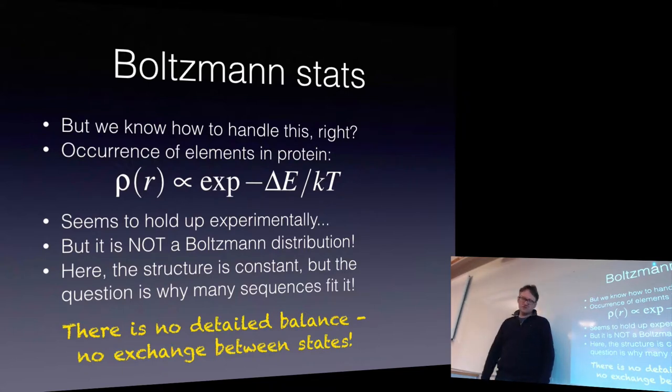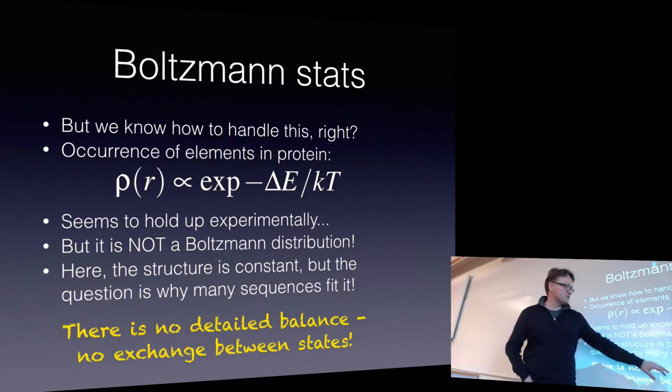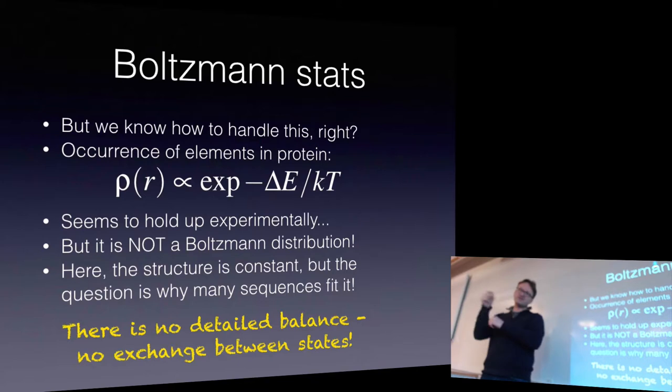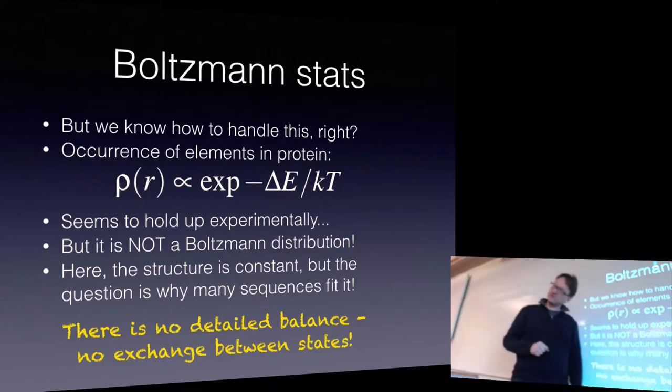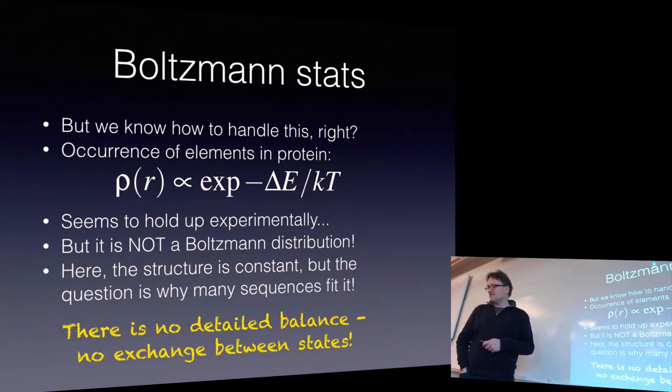So the problem is that the Boltzmann distribution directly can't explain why some amino acids are stable while others aren't. And this detailed balance has to do with the concept that you move both to the left and right over the barrier all the time, right? An equilibrium means that the flow over the barrier from the left to the right is the same as from the right to the left. That's why detailed balance was so important that I introduced it. You need to have an exchange between the states, and we don't have that.